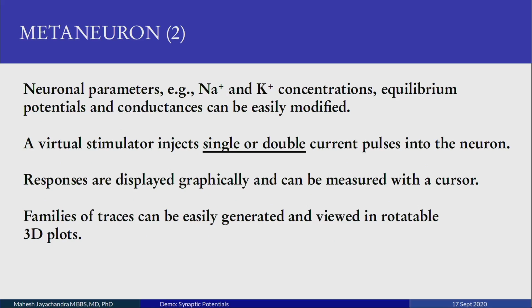As mentioned, neuronal parameters, that is sodium and potassium concentrations, their equilibrium potentials and conductances can be easily modified. A virtual stimulator injects single or double current pulses into the neuron. Responses are displayed graphically and can be measured with a cursor. And finally, families of traces can be easily generated and viewed in a rotatable 3D plot.